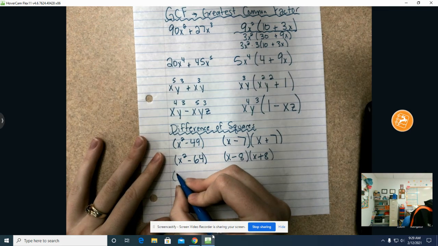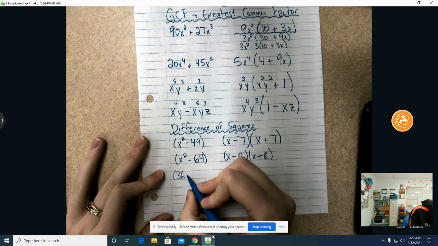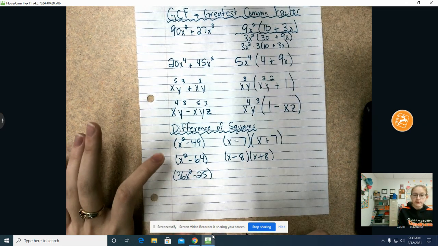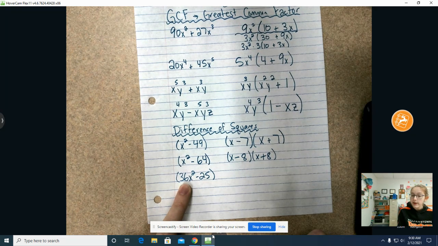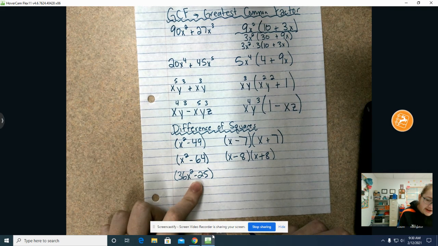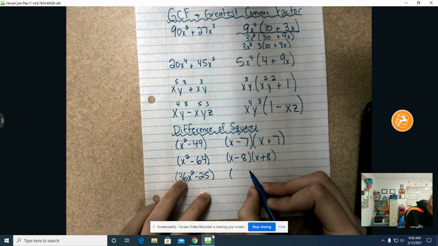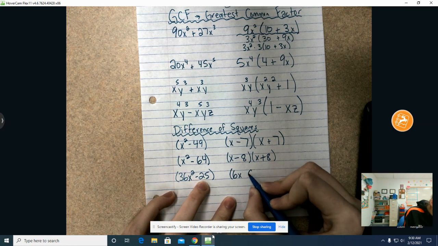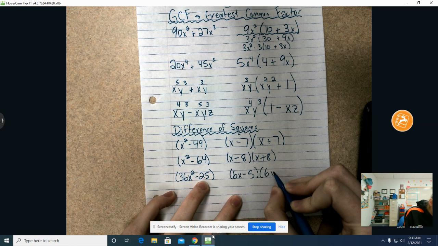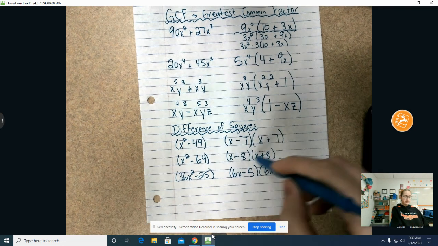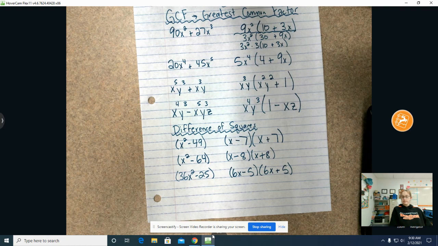So this can also take place if you have something that's just a little bit bigger. 36x squared minus 25. So this one doesn't look exactly like those two, but our first term is a perfect square because what's the square root of 36x squared? Hopefully you said 6x, and the square root of 25 is 5. One's going to be minus, and one is going to be plus. And that would be your final answer. So if you're ever unsure, you can always multiply it back out, and you should end up right back here.